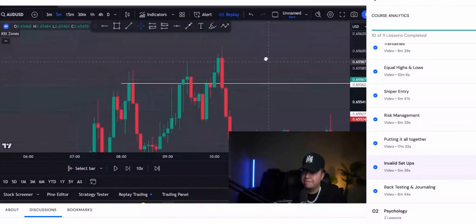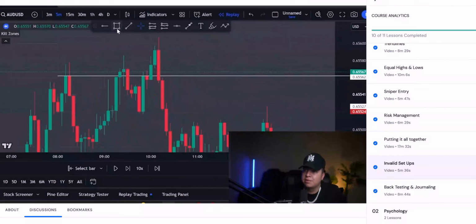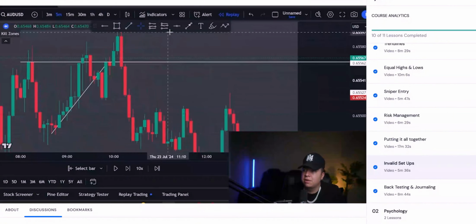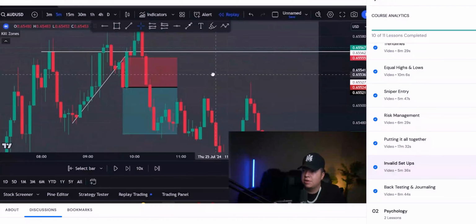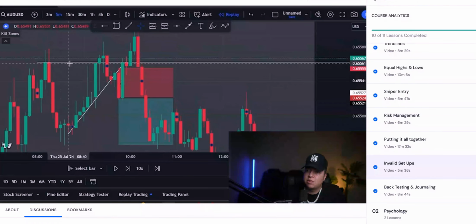Prime example. Let's say you drew that up, candle closed below, you put the thing right here, enter on this candle. You're losing instantly. Why? Because these weren't correct equal highs. They have to be matching.